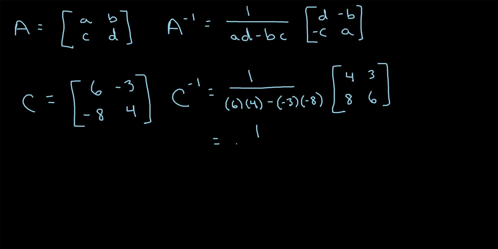So we get 1 over 6 times 4 is 24, minus negative 3 times negative 8, that's a positive 24. So we get 24 minus 24. So notice in this example, this denominator right here is 0. So we would have 1 divided by 0, and that's undefined. So what we say is this particular matrix actually has no inverse.